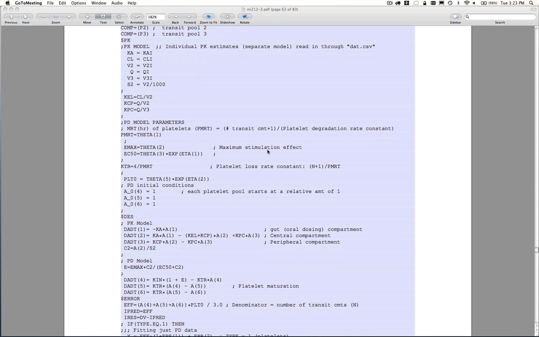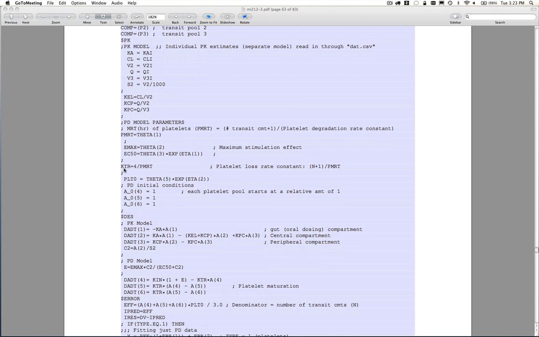Again, we've got a stimulation here, so we're using an Emax model. Because it's a stimulation and not an inhibition, we don't have to worry about the same constraints between 0 and 1 that we ran into previously. EC50 value.